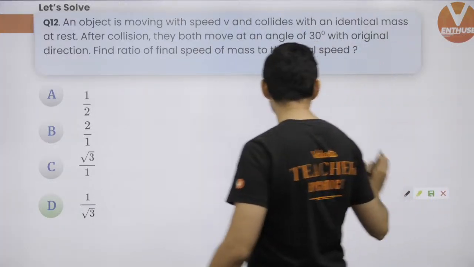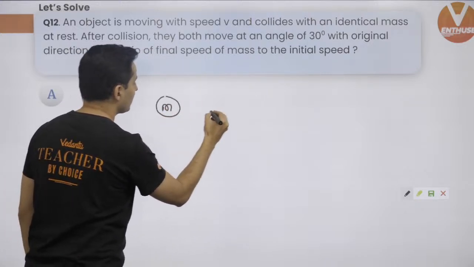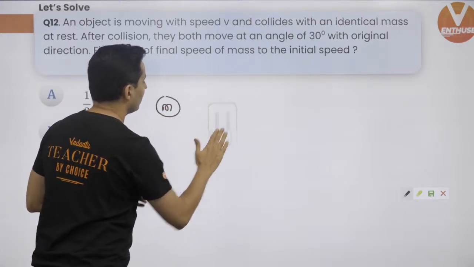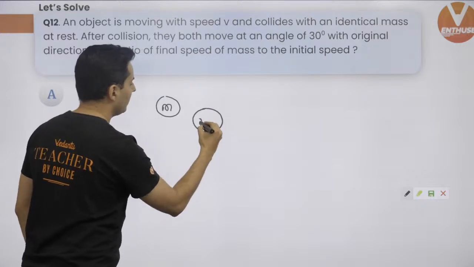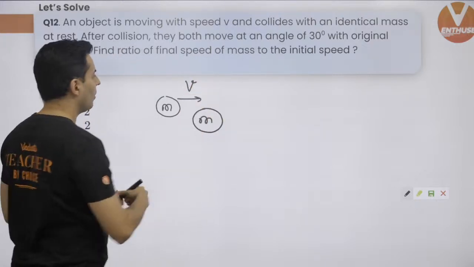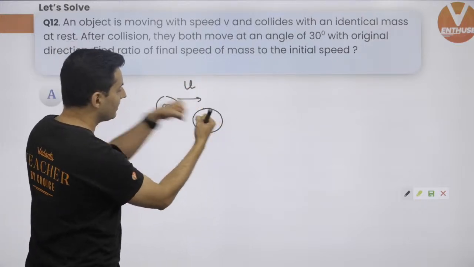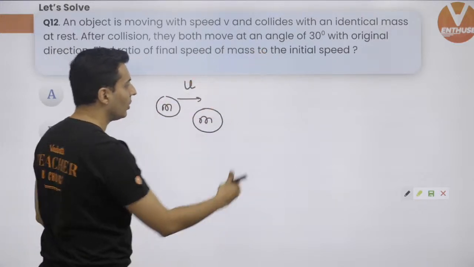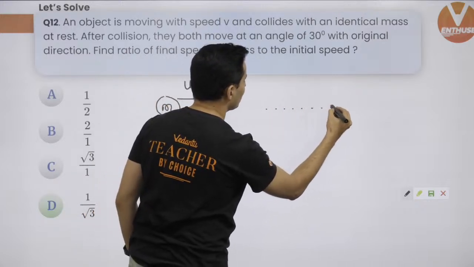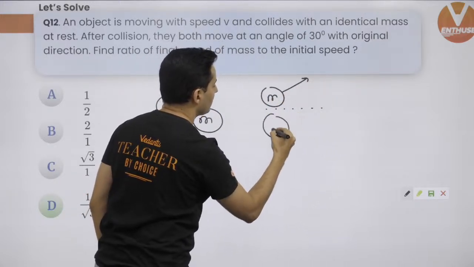I'll just show you how to do this question. All you need to do is assume that there is a mass and there is another mass at an angle over here. This mass is moving with, let's say, some speed v, or you can assume it to be u. Once it hits it, both these masses are going to go like that. So if this was the initial direction, this mass ends up going like this and this mass ends up going like this.